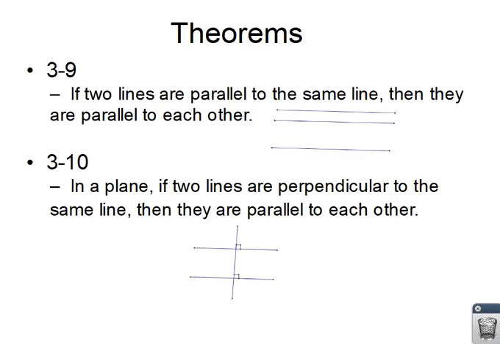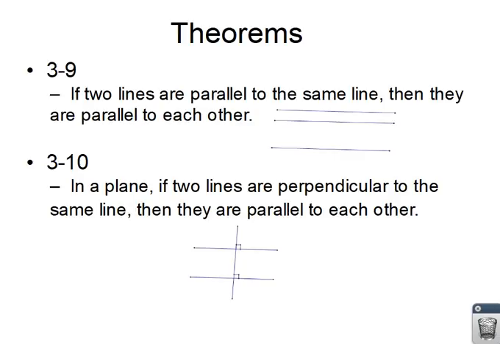Okay, first one, and we'll only be able to call it Theorem 3.9. It doesn't have a name, so we'll just call it Theorem 3.9. If two lines are parallel to the same line, then they are parallel to each other. That should make sense. Think of all your streets on your town project. They're all parallel, all five of them. So if two of them are parallel and they're both parallel to the same one, then all three of them are parallel, and so on.